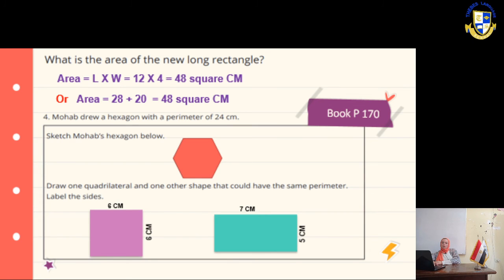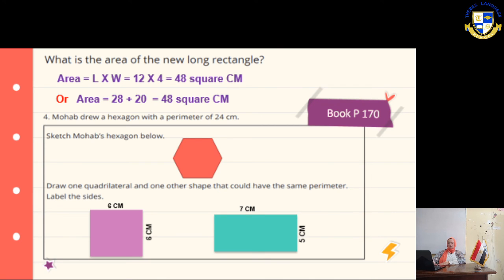Okay. Now draw one quadrilateral and one other shape that could have the same perimeter. We said that to find the perimeter of a square, side times 4. Now we are going to draw a square, okay, with perimeter 24 centimeters. To find the length, we are going to make 24 divided by 4. So the length of the square will be 6. Okay. And now we are going to draw another rectangle with perimeter 24 centimeters. Okay, so it will be a length of 7 and the width will be 5.